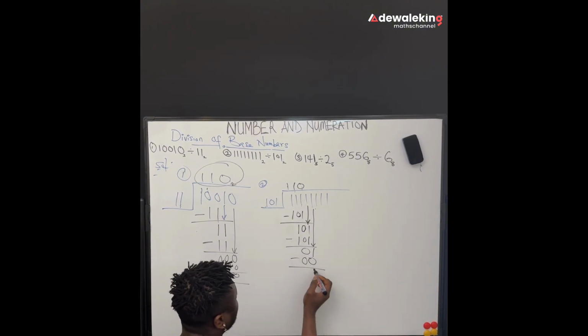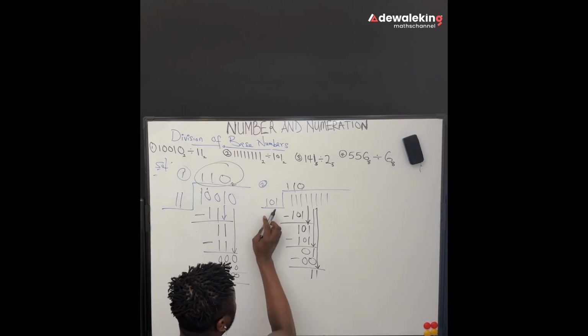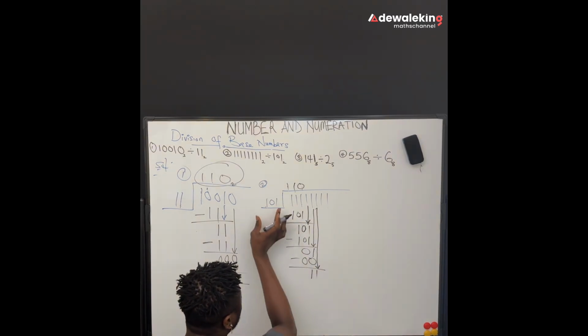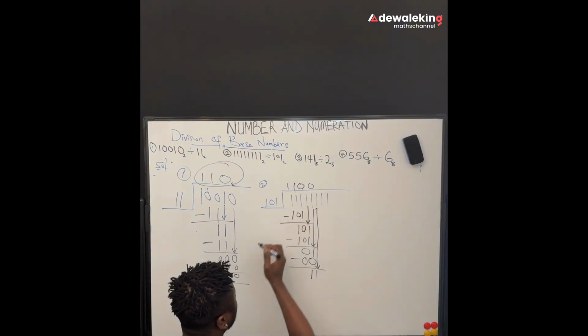So you subtract this, you still get 1. So you bring the next digit down, and that will give us 1. 101 in 1. This is a smaller number. Always remember that the dividend must be bigger than the divisor. So this is smaller than this, so that will be 0.